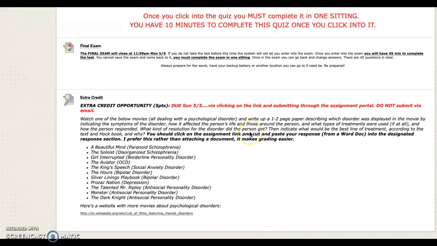And here you can use your textbook for support in making that conclusion of what you think. So you're going to click into the assignment here, and you're going to actually write your assignment into the assignment box. You're not going to attach it as an email or anything like that, but it is worth 5 extra credit points, and obviously it is the last extra credit assignment of the semester.